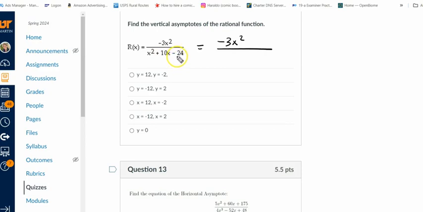That's going to be positive 12 and negative 2. If you multiply those, you get negative 24, and then positive 12 plus negative 2 gives me positive 10. So the two numbers I need are positive 12 and negative 2.